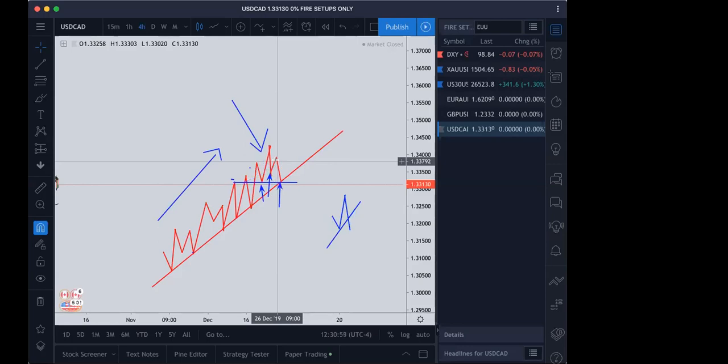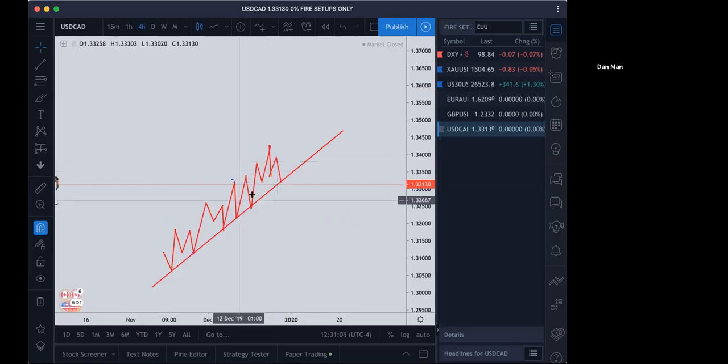Okay, so what is this pattern that you just formed? Big bullish M. No, simple. Okay, final move.